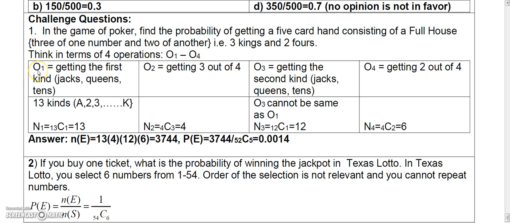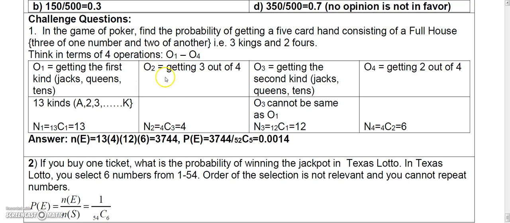Operation 1 would be the number of ways that you could get the first kind. In other words, whatever you're going to get 3 of. Since there's jacks, queens, 10s, 2s, 3s, etc., there's actually 13 kinds. So there would be 13 of those. I'm sorry, I said that wrong. You could get 3 aces, 3 2s, 3 3s, 3 4s, 3 5s, and so forth. So there's 13 kinds that you can get 3 of.